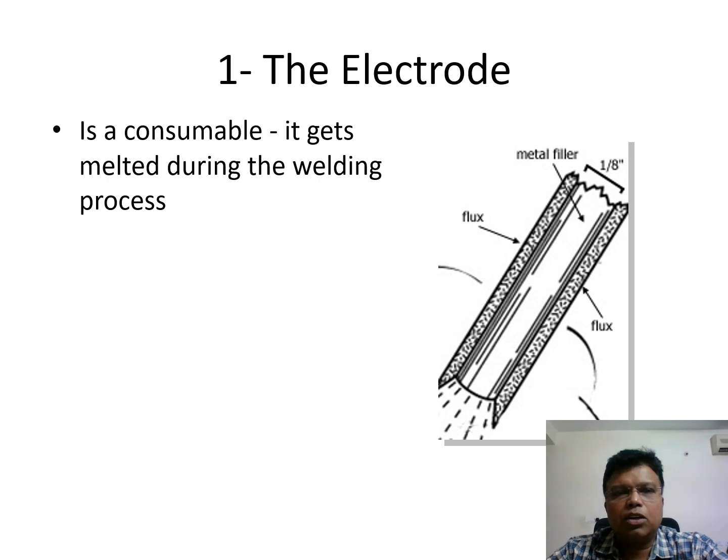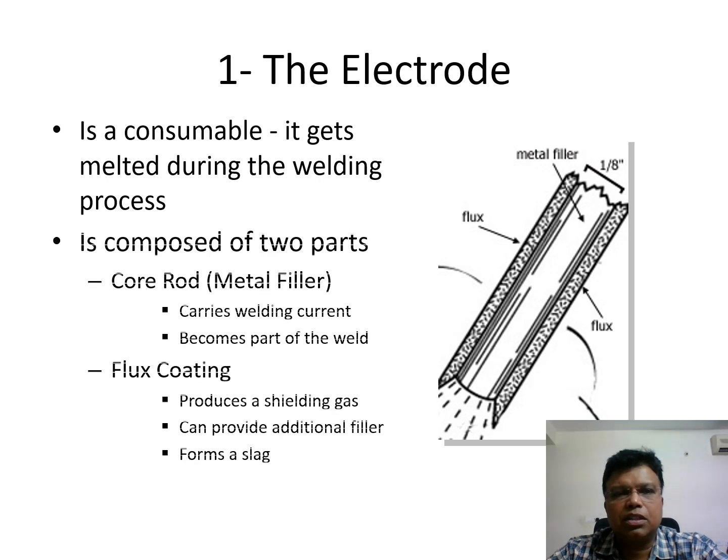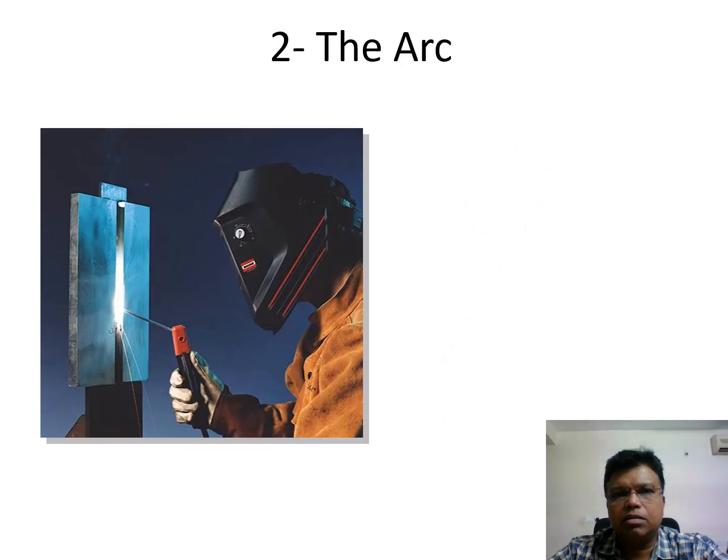It is a consumable electrode. It gets melted during the welding process. And it is composed of two parts. The first one is the core rod or the filler metal, and the next one is a flux coating. This flux coating produces a shielding gas, and it forms a slag after the welding is done.